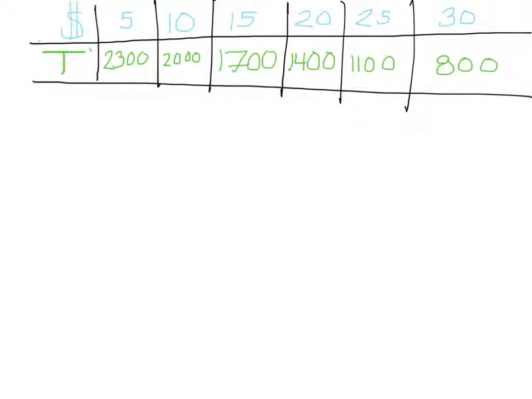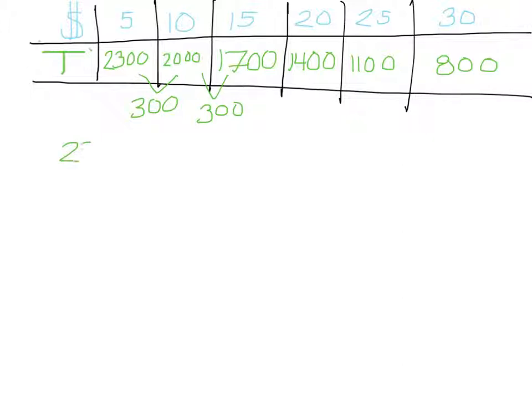So let's try and get an equation for this. Notice the difference between each of these values in tickets is about 300. The difference between these two is 300, the difference between these two is 300, and so on. So it seems like we're dealing with some kind of a linear equation. Let's start by getting our slope.